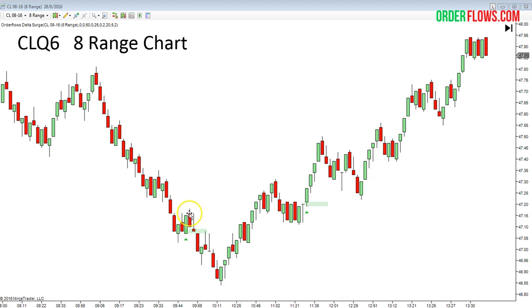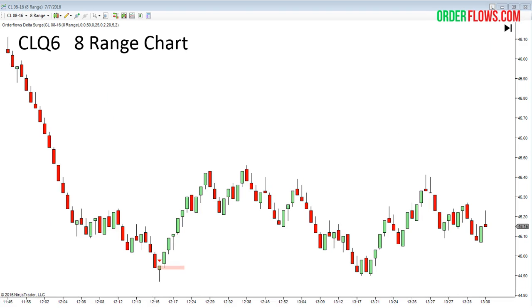This is an 8-range chart, so it's maybe 10 ticks. Are you willing to risk 10 ticks to catch a move like this? From I don't know what that is, 25, 30 up to the 80s, the 90s. I would take trades like this all day long if I knew I could get trades like this. I mean, I don't want to take all my trades like this. I want to take more like this. But you know what? Not all are going to look like this. Some will look like that.